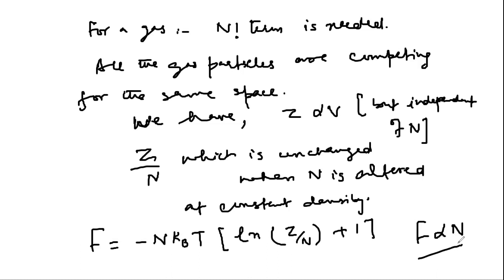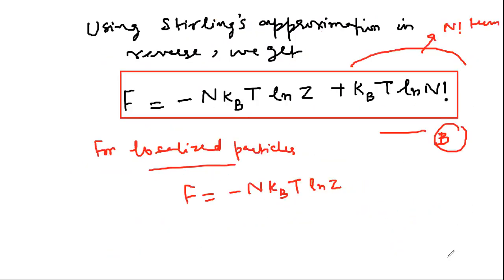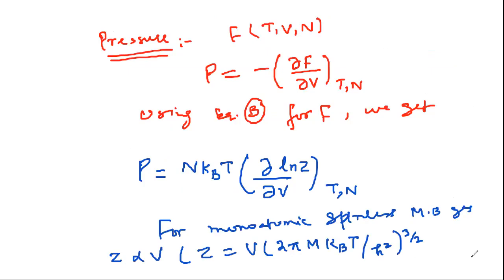Right? So this has the correct extensivity property. And if there was no additional term and factorial term in the expression for gases, it would violate this extensivity property of F. So it is this term which saves the extensivity property for gases.